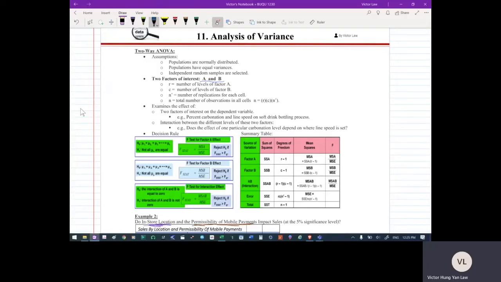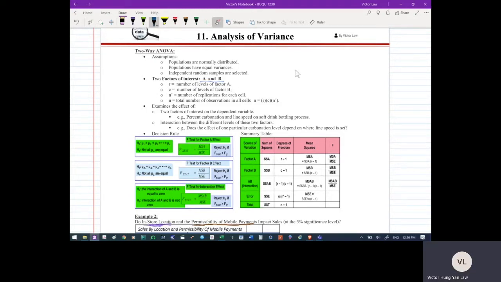Next topic is two-way ANOVA. The difference between one-way ANOVA and two-way ANOVA is that for one-way ANOVA, we're dealing with one factor. So in the example that we had earlier, we're dealing with the distance traveled. So this is one factor. For two-way ANOVA, we're dealing with two factors. So we have factor A and factor B.